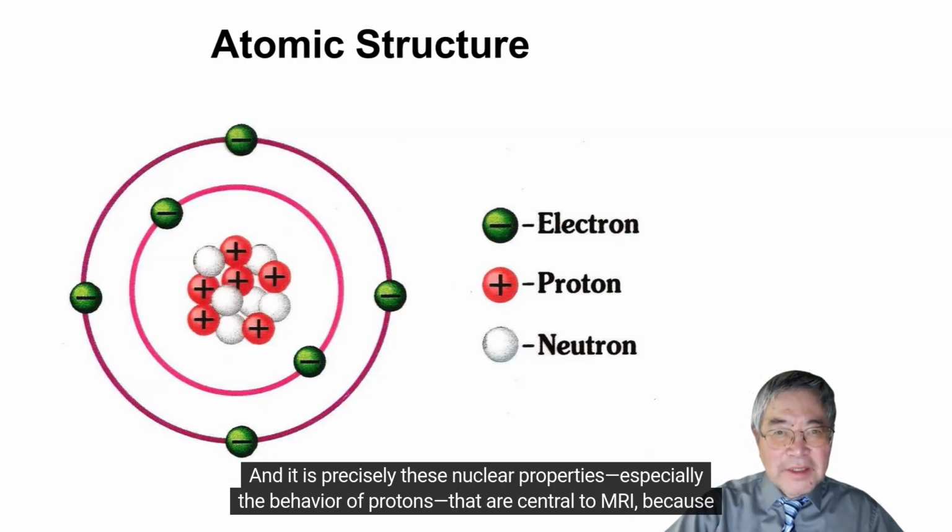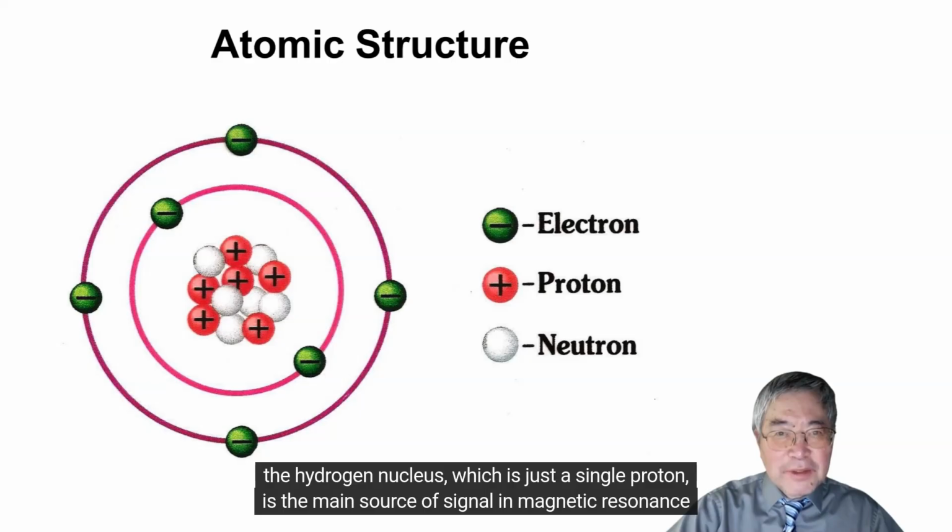And it is precisely these nuclear properties, especially the behavior of protons, that are central to MRI because the hydrogen nucleus, which is just a single proton, is the main source of signal in magnetic resonance imaging.